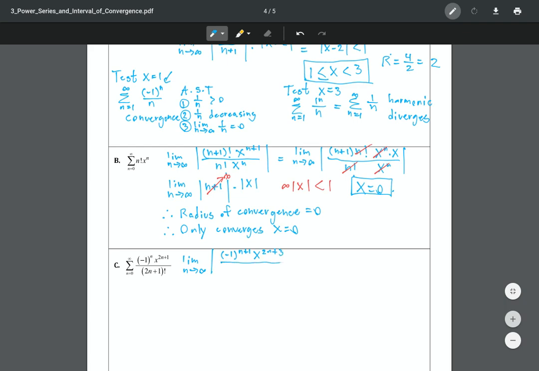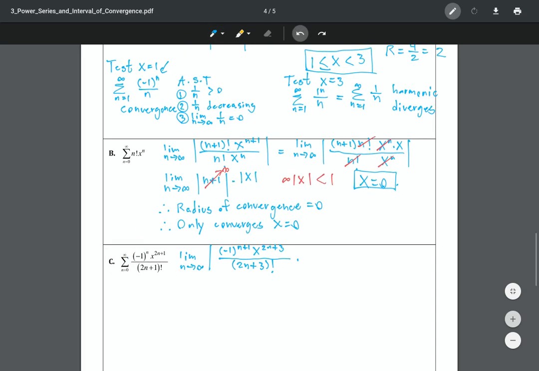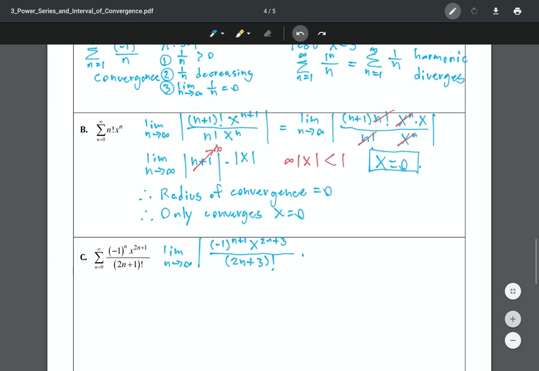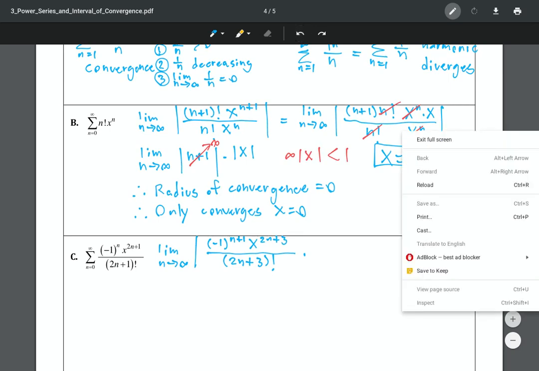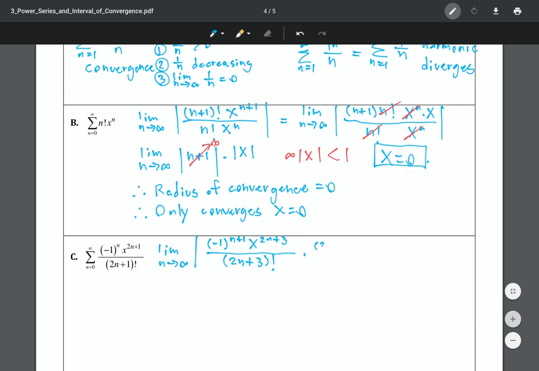Over, by the same reasoning, this is going to be 2n plus 3 factorial. Then we're going to divide this by the original sequence. When I divide, I'm going to flip that. So I have 2n plus 1 factorial divided by -1 x to the power of 2n plus 1. Let's go ahead and try to simplify this a little bit.